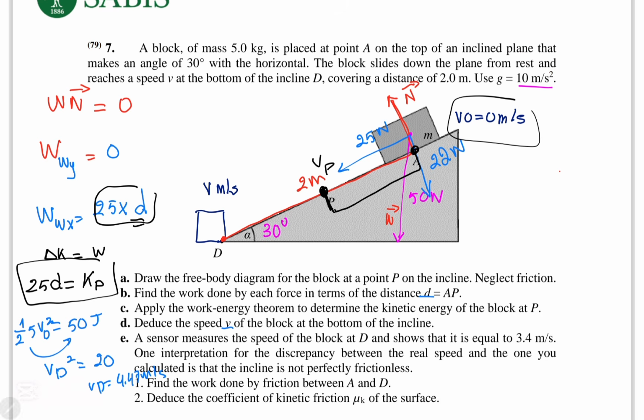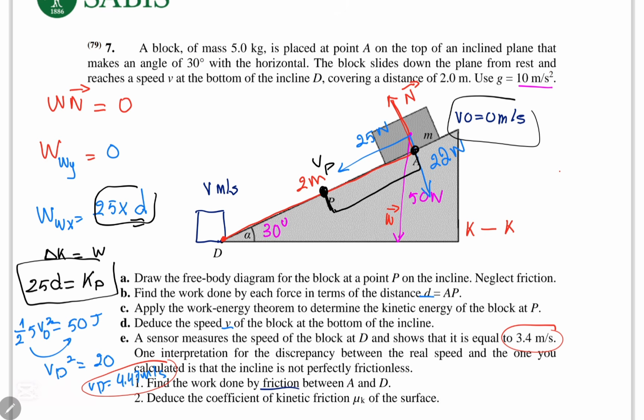Part E, what does it say? It says a sensor measures the speed of the block at D and shows that it's equal to 3.4 meters per second. One interpretation for the discrepancy between the real speed and the one you calculated is that the incline is not perfectly frictionless. That means there is a bit of friction. Now they're saying find the work done by friction between A and D. Now this is smart. Again, we need to use the work energy theorem.